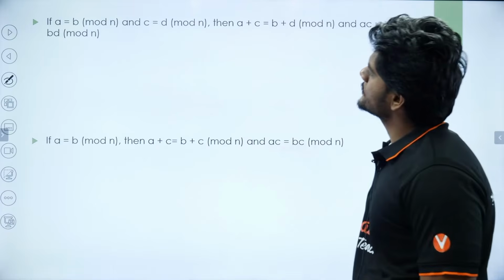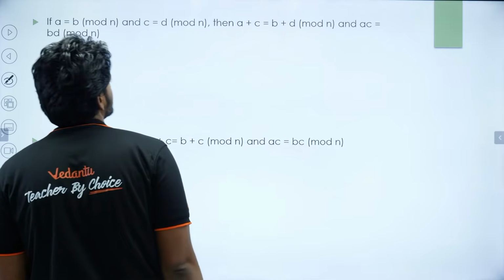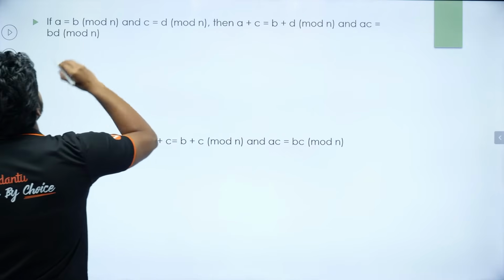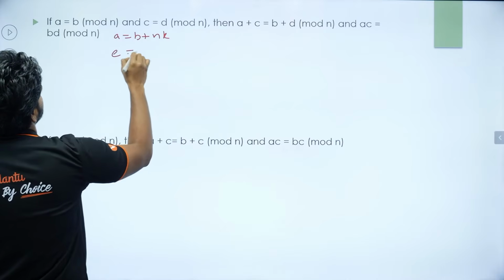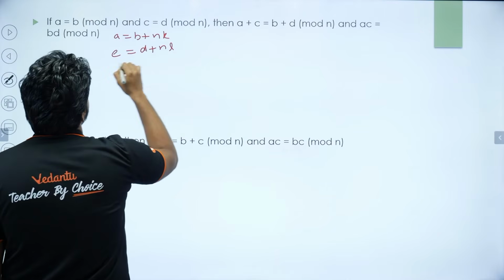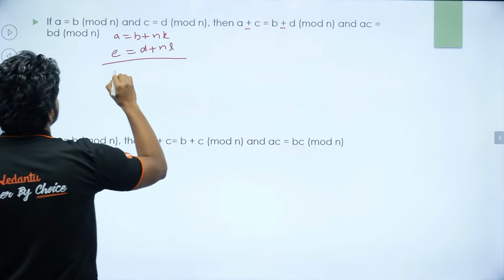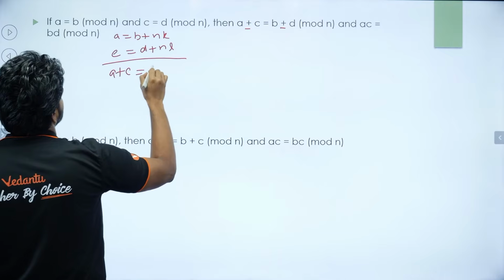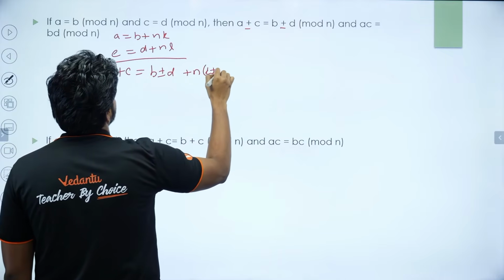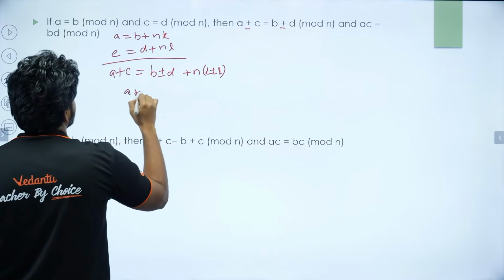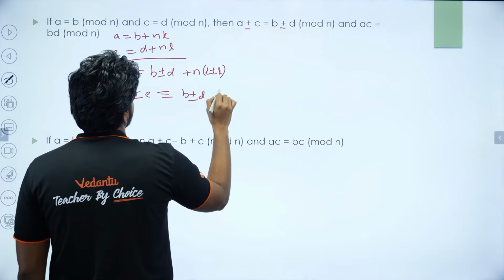Now, if A is congruent to B mod n and C is congruent to D mod n, then A plus C... Okay. So, if we have A is equal to B plus nk and C is equal to D plus nL, then if you add, this could be minus also, A plus or minus C is equal to B plus or minus D plus n(k plus or minus L). So, it simply means A plus or minus C is congruent to B plus or minus D mod n.